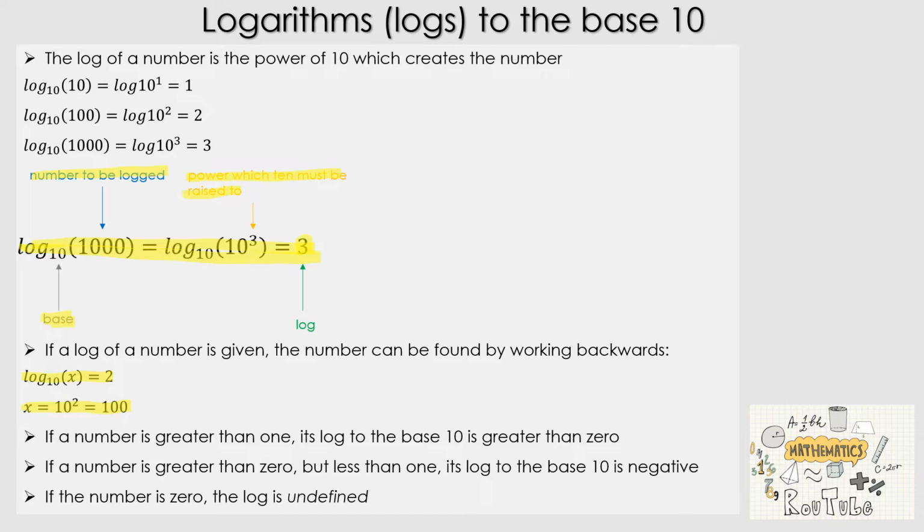Now if a number is greater than 1, its log to the base 10 is greater than 0. These are just 3 little rules to remember. If the number is greater than 0 but less than 1, its log to the base 10 is going to be negative. And then if the number is 0, the log is going to be undefined.